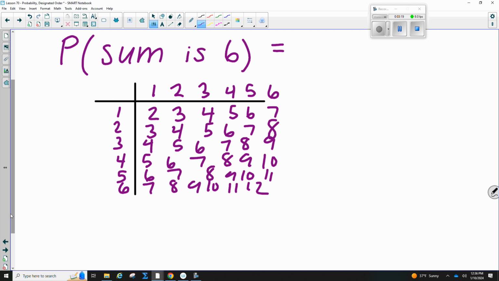Everybody good? So that's all the possibilities. There are 36 outcomes. You only count numbers inside of this table, right? Don't count the numbers outside of the table because you're adding them together. So the probability that the sum is a 6, there are 1, 2, 3, 4, 5 out of 36. So it's a 5 out of 36 chance that when you roll 2 dice, you will get a sum of 6, okay?